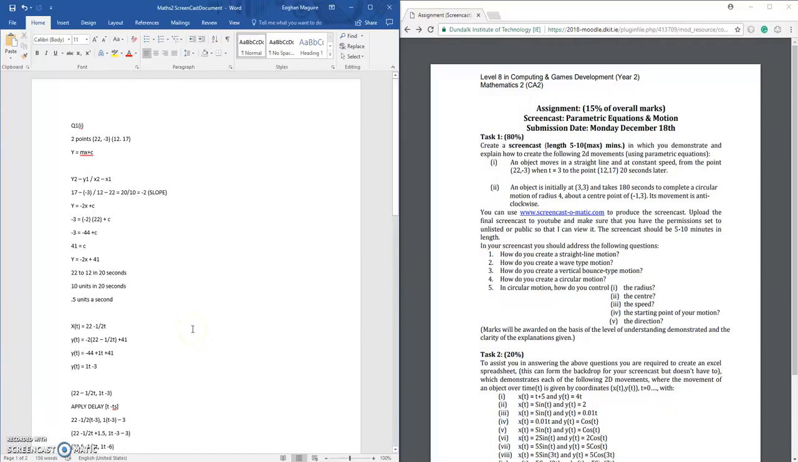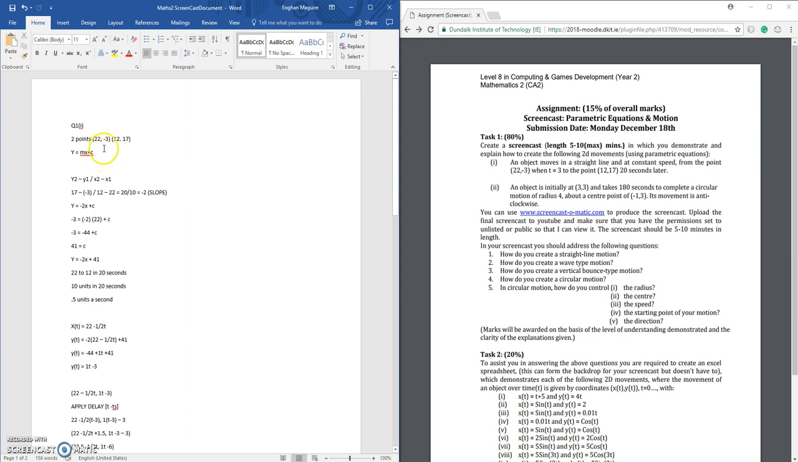Okay, so the first part of question 1 says that an object moves in a straight line at a constant speed from the point (22, -3) when t is equal to 3 to the point (12, 17), 20 seconds later. So we've been given 2 points, and we've also been told that it's a straight line. So we've written down our 2 points, and we've written down the equation of a line. So we know we need to find out what m, or the slope, is, and we also need to find out what c is.